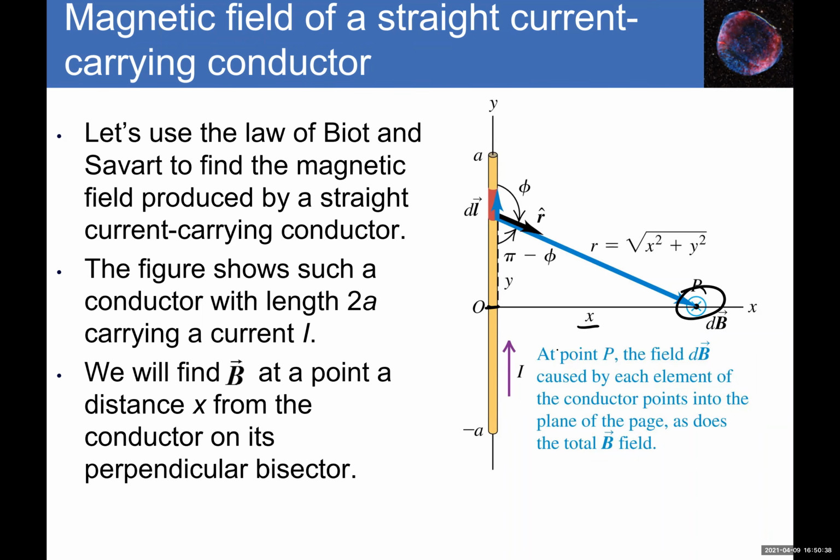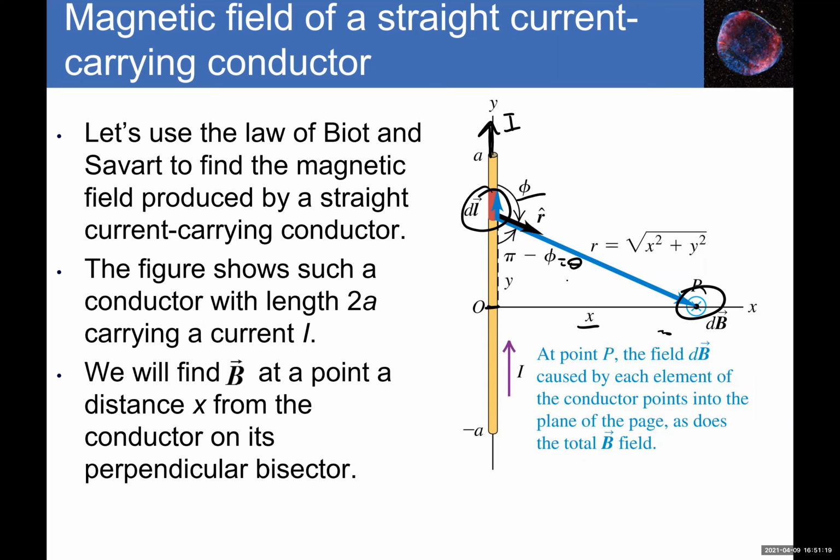Let's say the current is up, so you can see there's an upward current. Then this will be my dl or ds, pretty much the same thing. Then this will be the angle, phi, between those two vectors. Let's call this some angle theta, if you want. So this will be some angle theta, and then I can find the magnetic field at that point P.